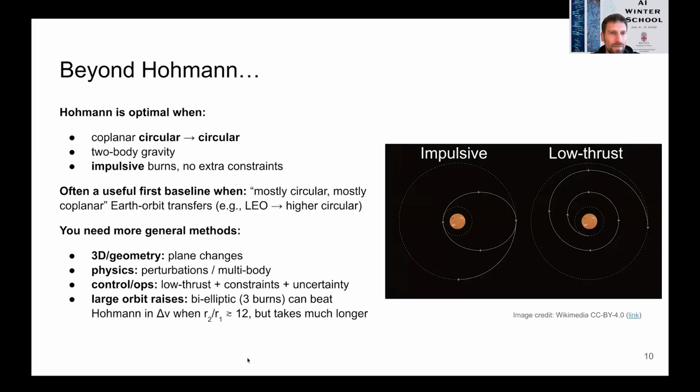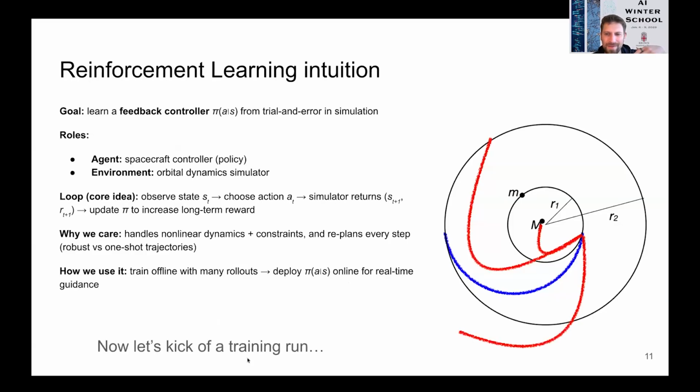Okay, so moving on beyond this analytic solution, I want to give some intuition about reinforcement learning. This is kind of a cartoon example where we show the same problem in this diagram.